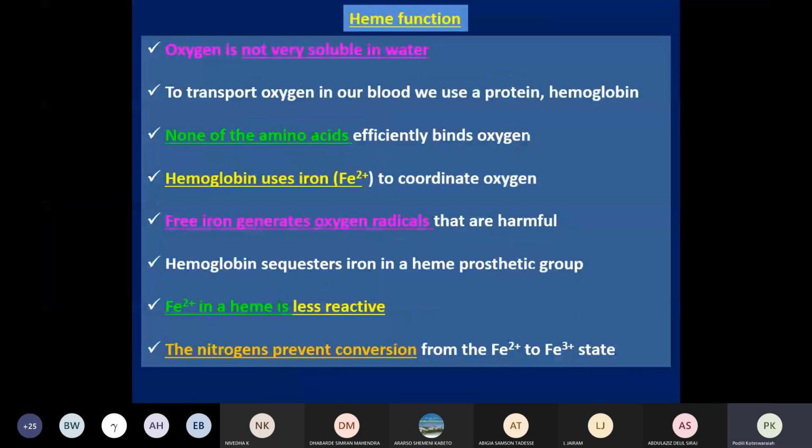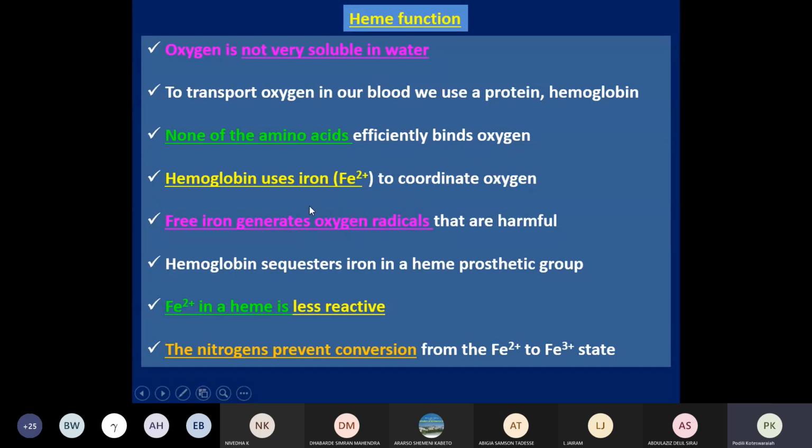Coming to the important function of the heme: why is the heme required? The heme pocket is required for O2 binding. Oxygen is not very highly soluble in water to be transported in its free form, but in the human body, hemoglobin transports oxygen in the circulation from the lungs to the tissues, and no amino acids can efficiently bind oxygen except hemoglobin.